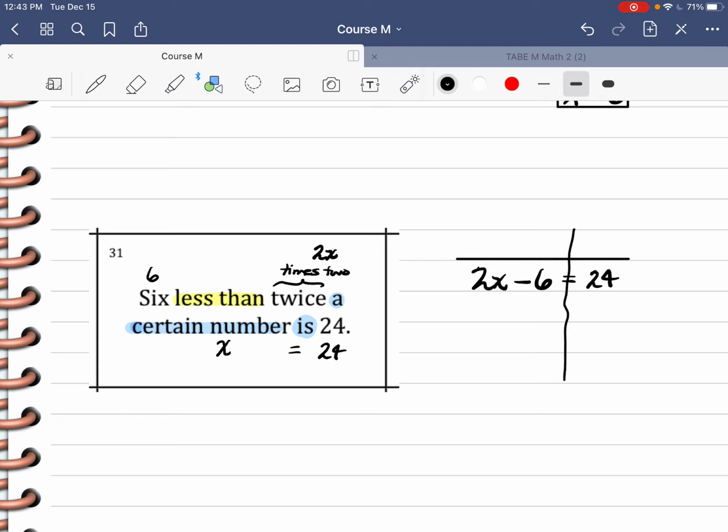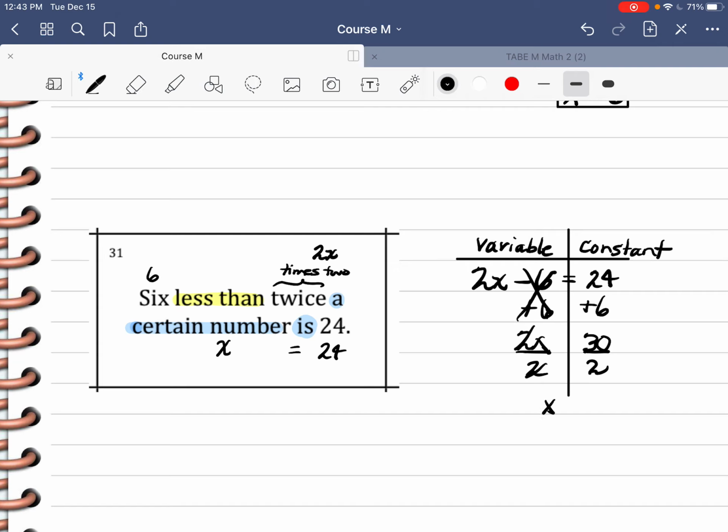And we're ready to solve this equation. Variable, constant, and let's move the 6. So 2x and 30. Divide by the coefficient 2. x is 15.